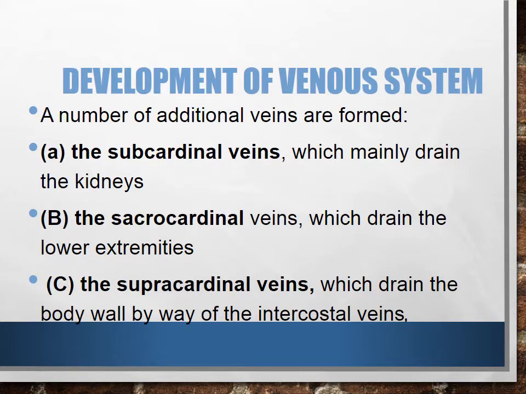Along with the cardinal veins, which are the anterior, posterior and common cardinal vein, there are other veins which develop between the 5th to 7th week of development. These additional veins developing in the embryo are the subcardinal vein, which drains the kidney, the sacrocardinal veins draining the lower extremities, and the supracardinal veins, which drain the body wall through the intercostal veins in the thoracic region.